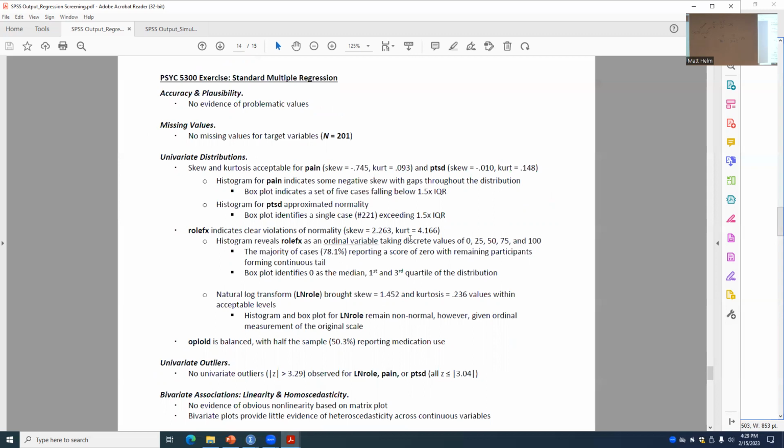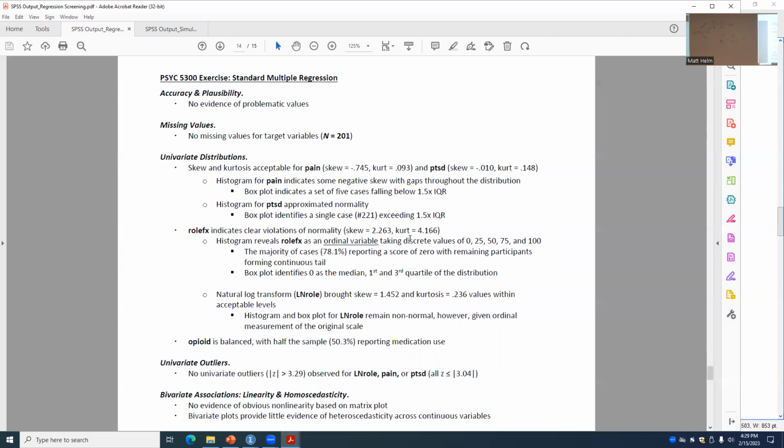The first part of this, easy peasy, you've been doing this before. Accuracy, plausibility, no problems. Missing values, we're good. Univariate distributions, you're fine here, right? We say skew and kurtosis are acceptable for pain and PTSD. Histogram for pain indicates some negative skew. Histogram, PTSD. We're talking about histograms, talking box plots. Nothing to see here, just giving a general description.